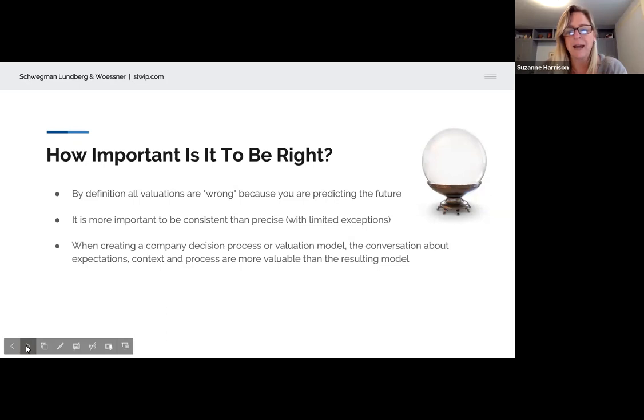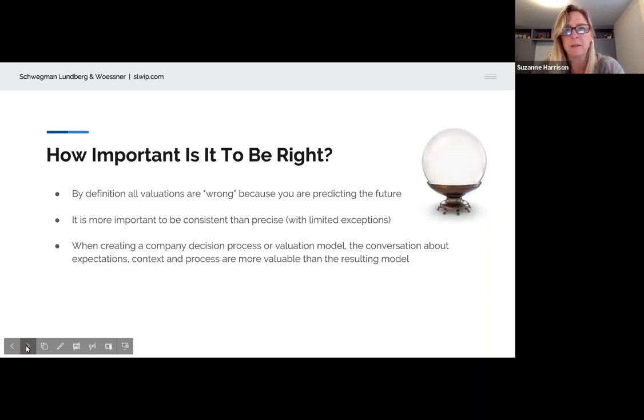And also just having a conversation about how this is going to work. What process are we going to use? Again, who gets to be in it? That conversation is often more valuable than the end value number that you get, because you get everyone to have a consistent understanding of what's going to happen, but also what you are going to do with it.